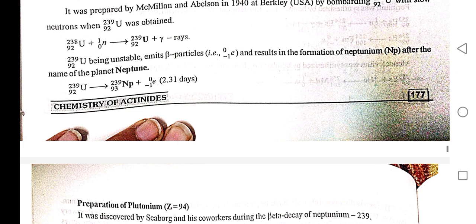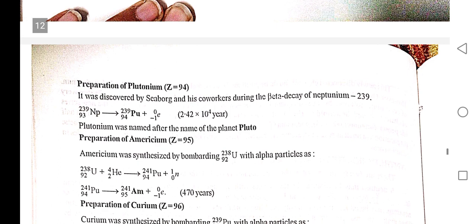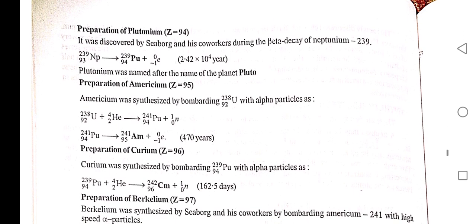Uranium-239, being unstable, emits beta particles, resulting in the formation of neptunium, named after the planet Neptune. Preparation of plutonium. It was discovered by Seaborg and his colleagues during the beta decay of neptunium-239. Plutonium was named after the planet Pluto.